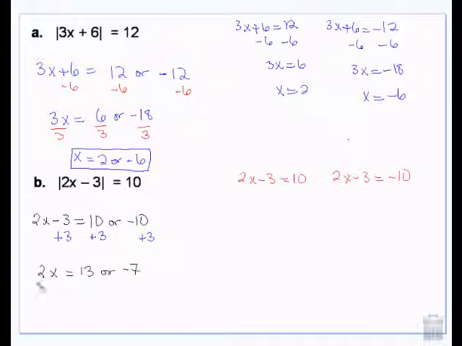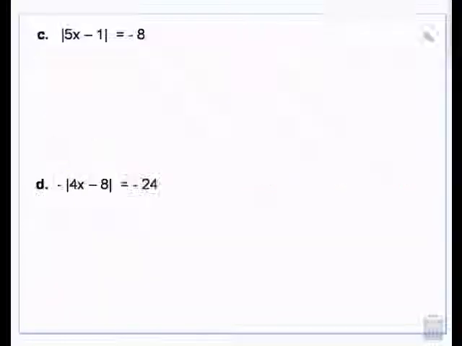I'm going to divide everything by 2. And those don't divide, which is perfectly fine. And I'm just going to leave them as fractions. Absolute value of 5x minus 1 equals negative 8. We can't have this situation, right? Absolute value is always positive. So no solution.